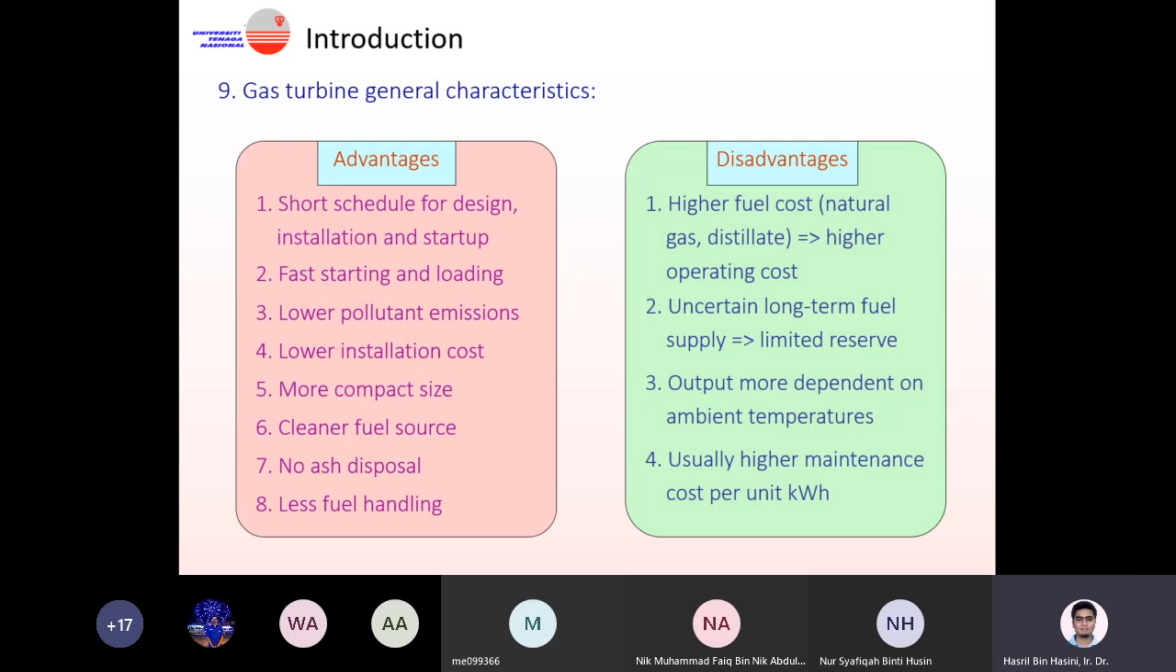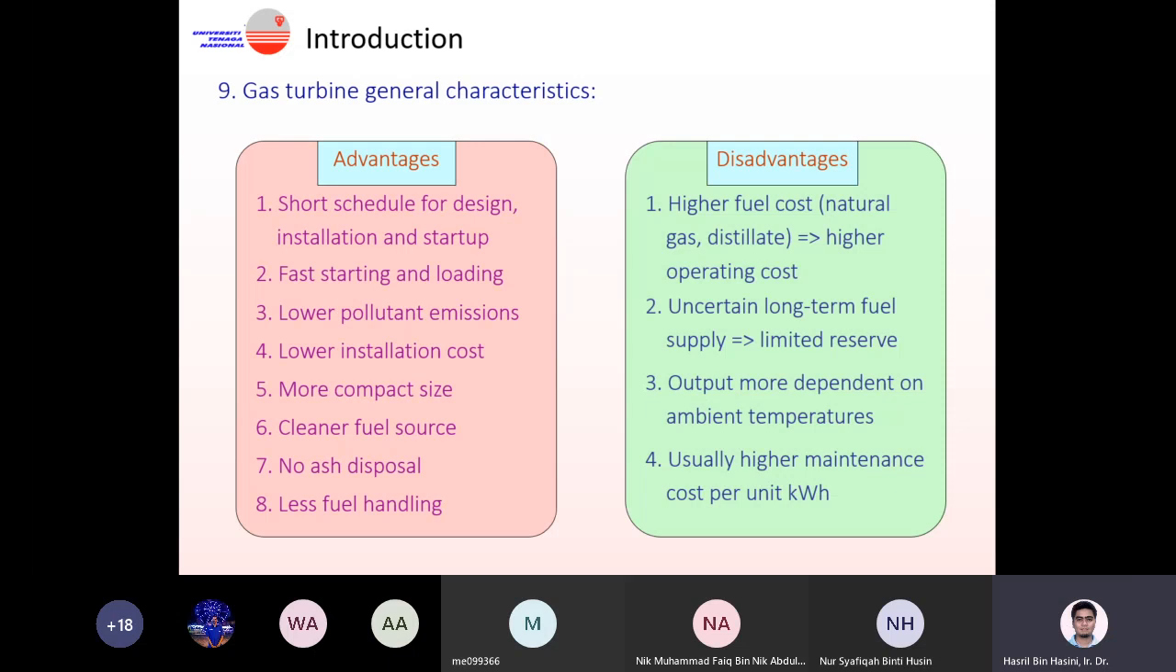Okay, the second disadvantage, since natural gas, the amount of natural gas that we have is not certain, maybe it's depleting at the moment. So we have uncertain long-term fuel supply. We don't know when it is going to last. So it is very limited in terms of reserve. Okay, in comparison to the coal, we have plenty of coal, still plenty now. But for gas, we are not sure whether it will last for how many more years.